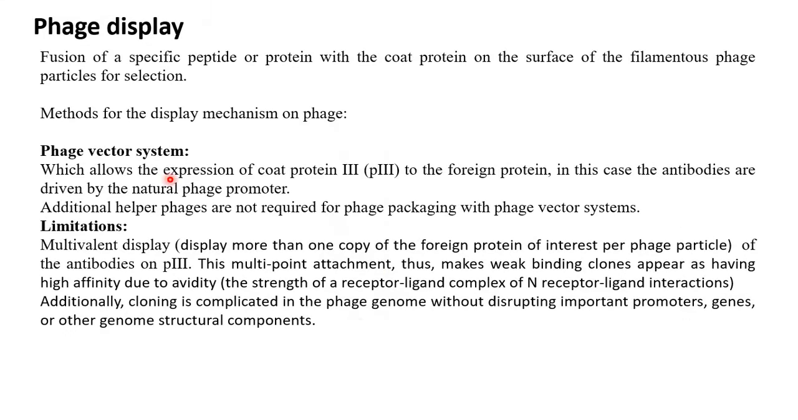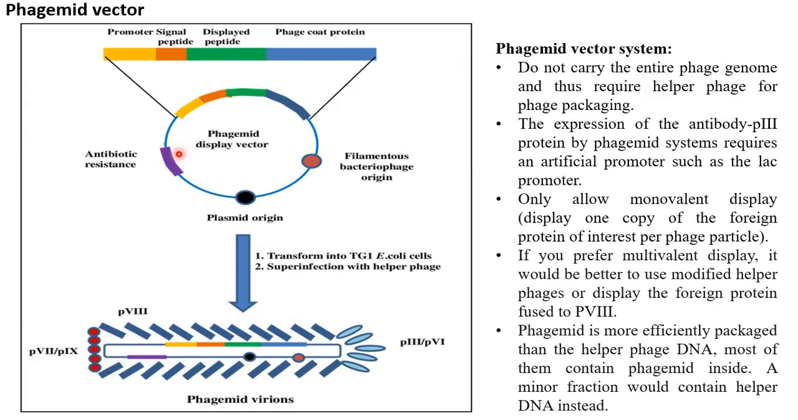As you can see here, it is the fusion of a specific protein or a peptide, because antibodies are proteins, with a coat protein on the surface of filamentous phage particles for the selection. There are many methods used for the phage display library, but the most common methods use either the phage vector system or the phagemid vector system.